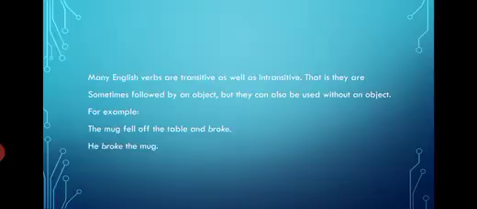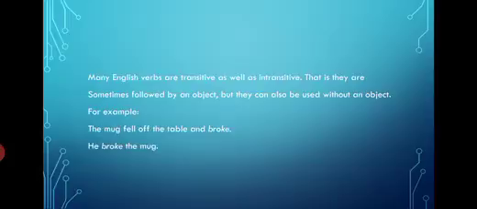Many English verbs are transitive as well as intransitive. That is, they are sometimes followed by an object, but they can also be used without an object. For example, there are many verbs in English used with an object and without an object, which means they act sometimes as a transitive verb and sometimes as an intransitive verb. Let us see the examples here.